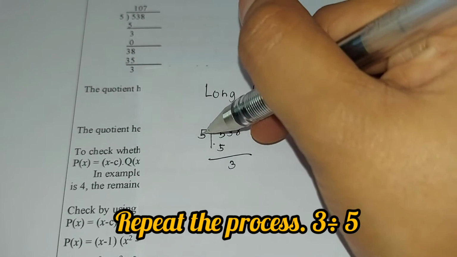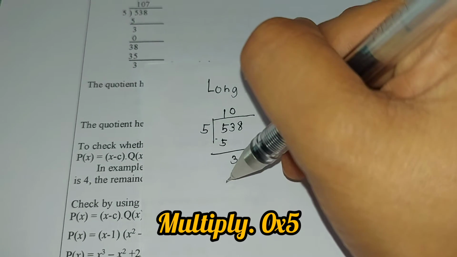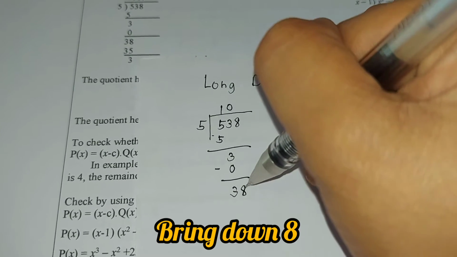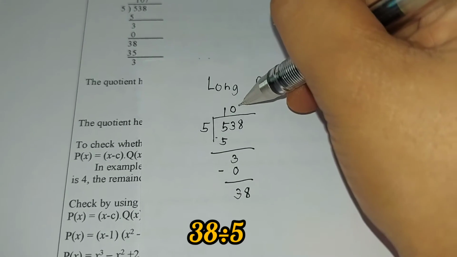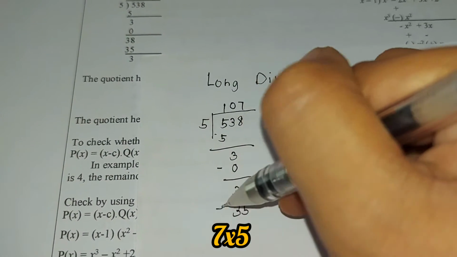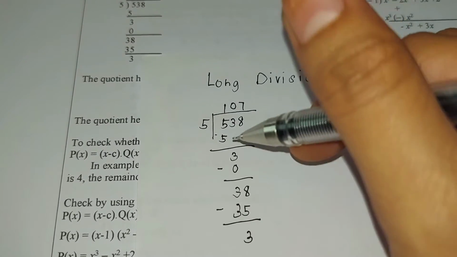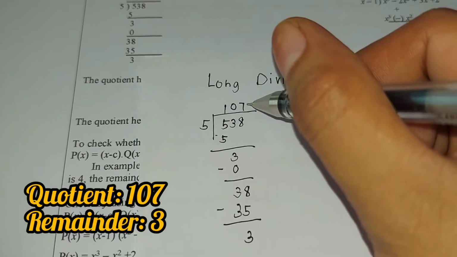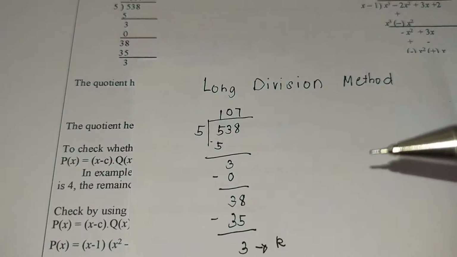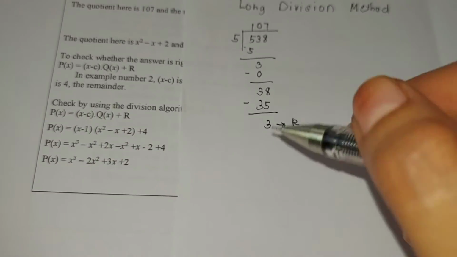3 divided by 5 cannot be, so 0. 0 times 5 is 0. 3 minus 0 is 3. Bring down 8. 38 divided by 5 is 7. 7 times 5 is 35. 38 minus 35 is 3. There is nothing left to bring down. Therefore, the quotient is 107 and the remainder is 3. For polynomials, let us see the form.